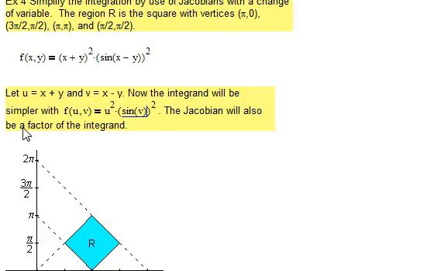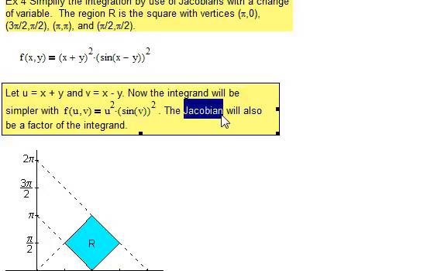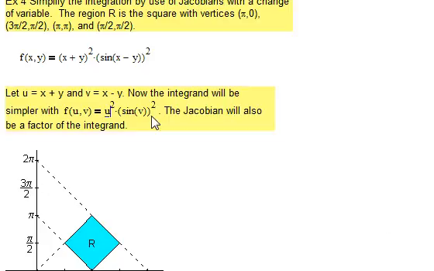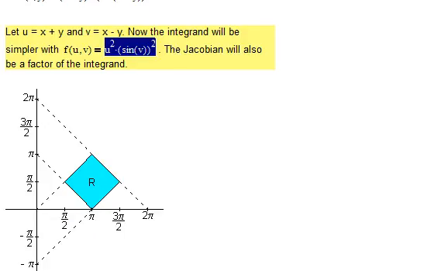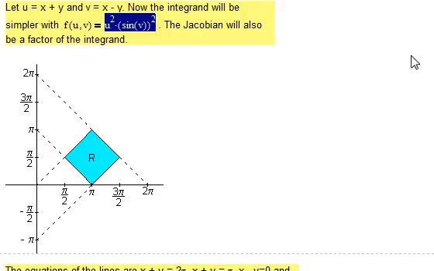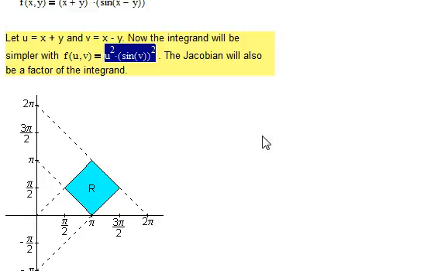But we'll have to remember that the Jacobian that we will find will also be a factor of our integrand. So there'll be some other thing, we don't know what yet, that'll be a factor of the integrand. And so what we're actually doing from this, I could show you that.